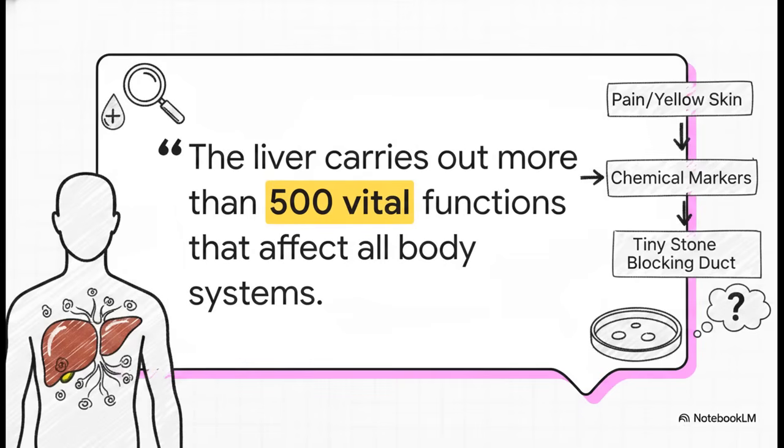The liver carries out more than 500 vital functions that affect all body systems, perfectly balanced, yet decoded with just a few drops of blood. We'll conclude our deep dive today by just marveling at that fact. A clinical understanding of just a few enzymes lets us diagnose complex internal pathologies without ever making a single incision. We took a patient with pain and yellowing skin, looked at a few chemical markers, navigated a logical flowchart, and pinpointed a tiny stone blocking a microscopic duct. It's absolutely wild. So the next time you see a standard blood panel, ask yourself, what secret story are these enzymes trying to tell you?